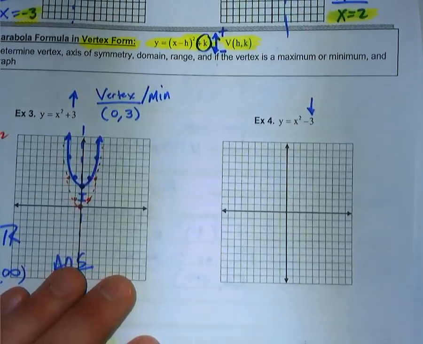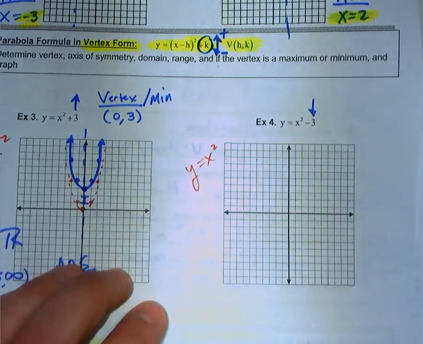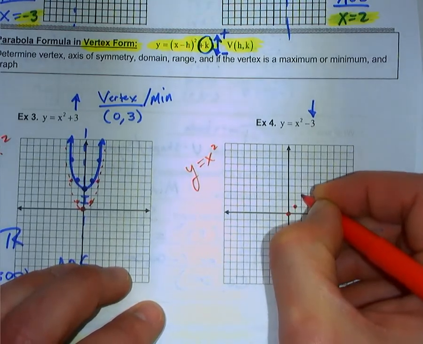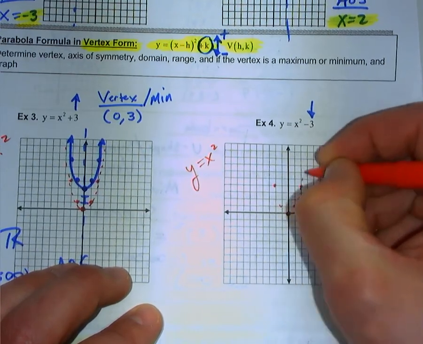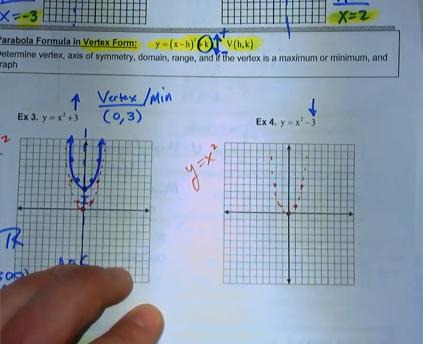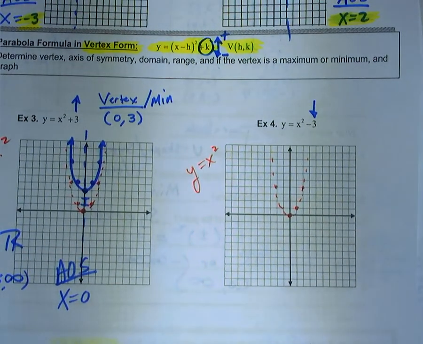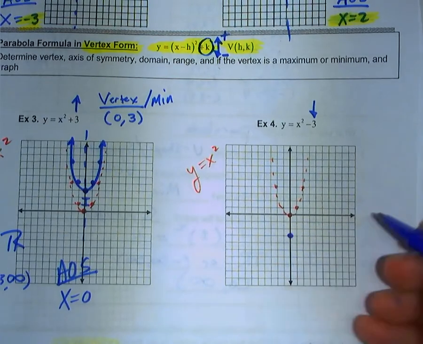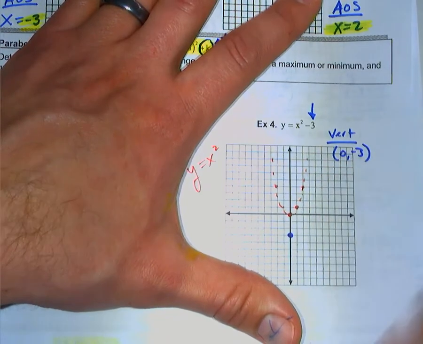Okay, so here's the idea. y equals x squared is our parent function. 0, 0, 1, 1, 2, 4. Just trying to give you a visual on what's going on with this parabola. Here's the original graph. And now that whole parabola is going down 3 units. So your vertex is normally at 0, 0, and now it's down 1, 2, 3. Your vertex has now been moved to 0, negative 3.